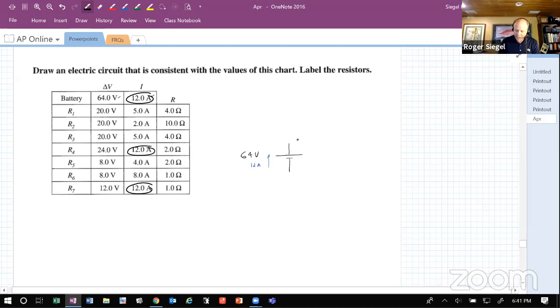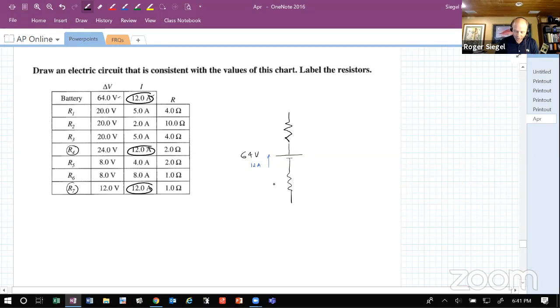Well, what does that mean? It means that these two resistors, R4 and R7, have to be in series with the battery and in parallel with no other resistors. So that doesn't prescribe exactly where they could go. So I could put this one, I could put one here, and I could put one here.